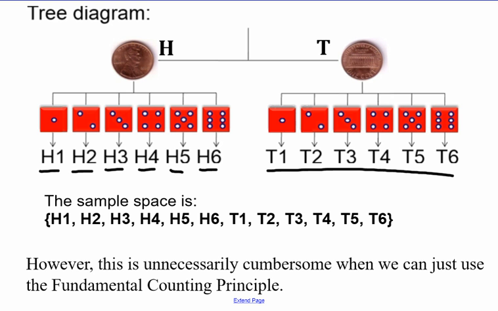However, this isn't really necessary if I'm just considering the number of possible outcomes. What I can do instead is look and say, oh, there were 2 branches to start off with, and each of those branches had 6 more, and hey, 2 times 6 is going to leave me with a 12, and we call that the fundamental counting principle.